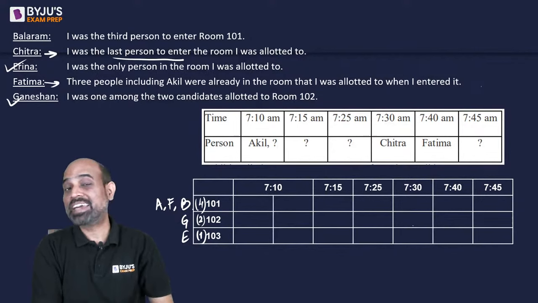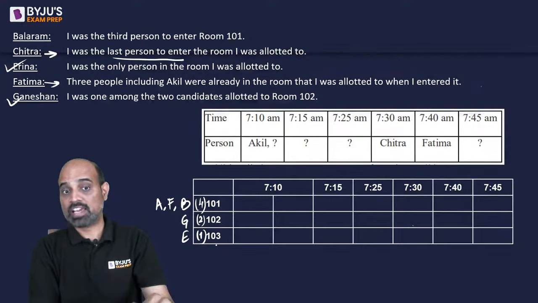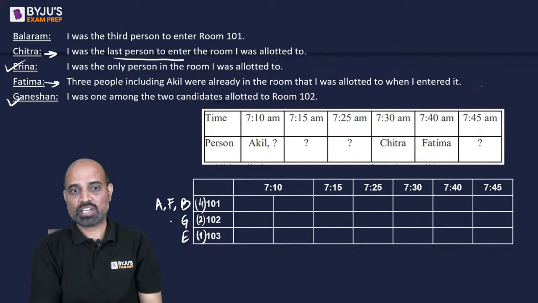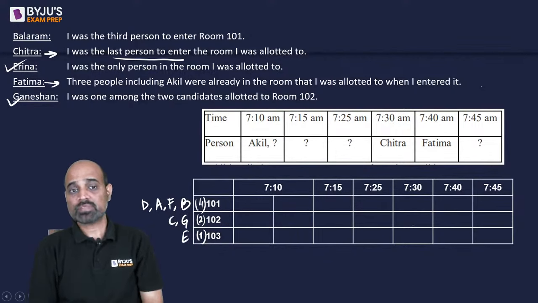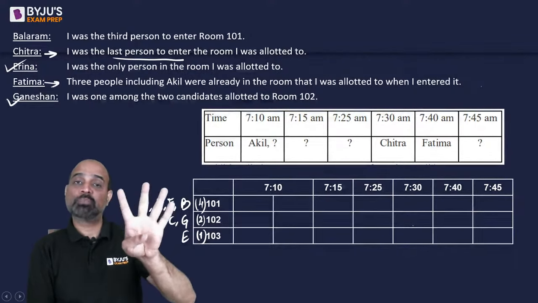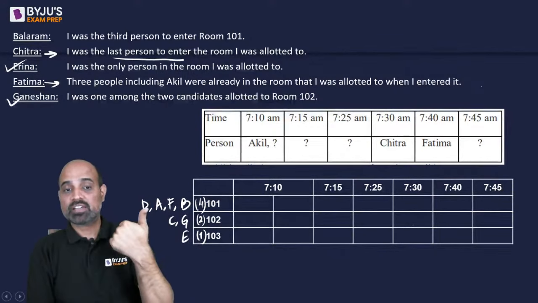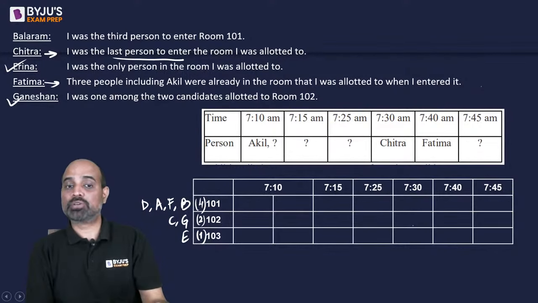So if Fatima enters last in 101, and in room 103 E is already there, only one person, can we say Chitra will be in room number 102? And there is only one left, right? A, B, C, D. D, Divya, is left. That will also go to room number 101. So we have 4 people in room 101: D, A, F, B. 2 people in room 102, C and G, and 1 person in room 103, E.